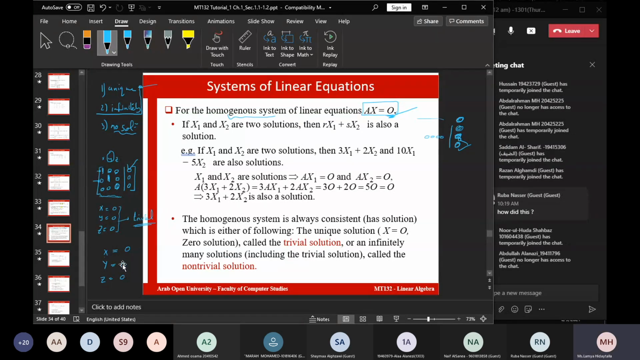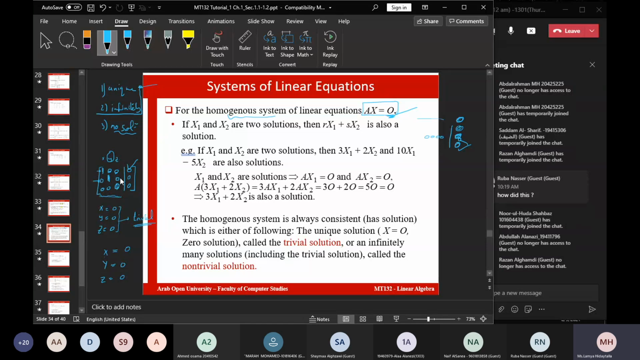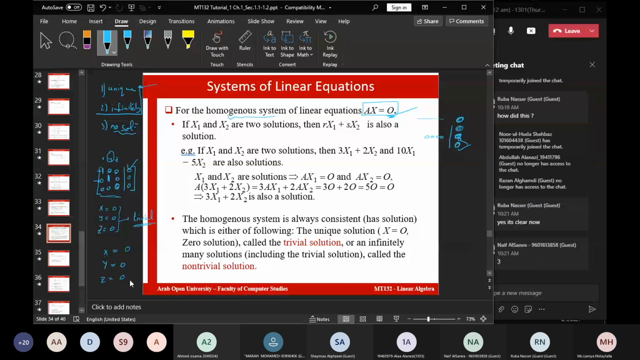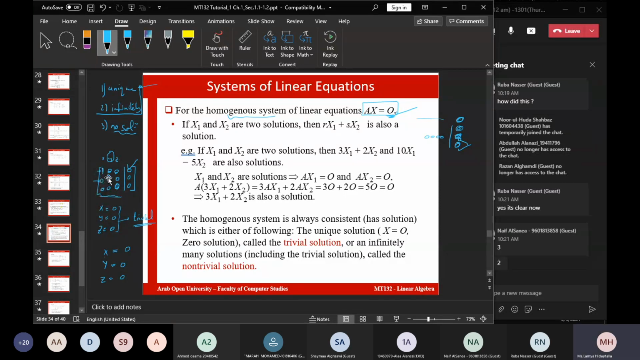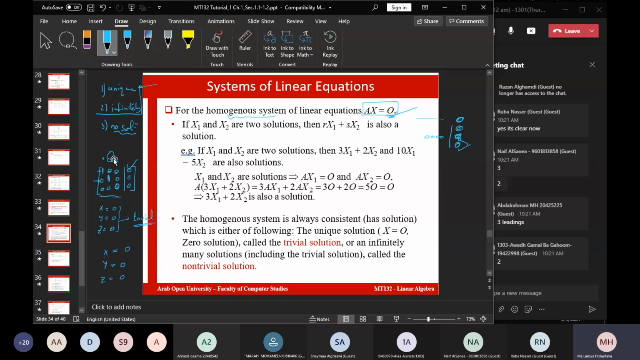Okay, so what if this is our case? How many leading ones do we have? If this is 0, we have 2 leading ones: 1, 2, yes. And how many unknowns? 1, 2, 3. 3 columns, so 3 unknowns. So the number of leading ones is less than the number of unknowns. How many solutions will we have? We will have infinitely many solutions.